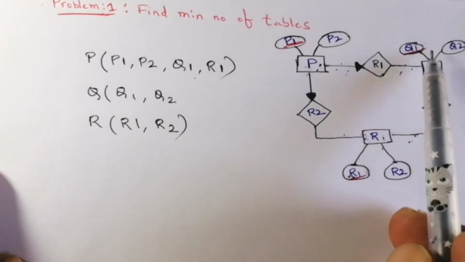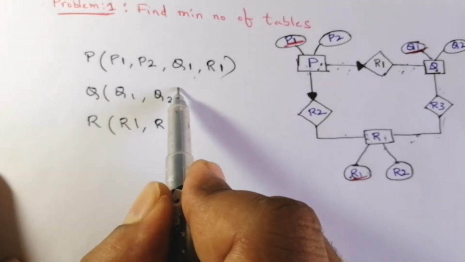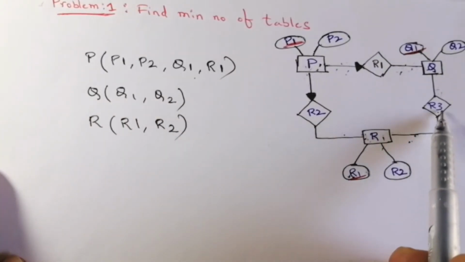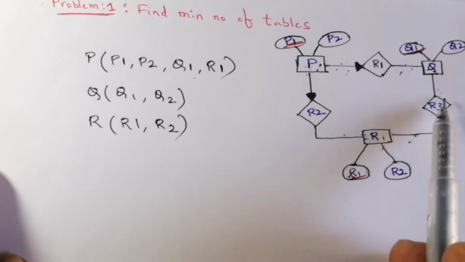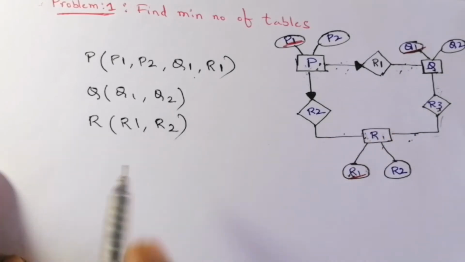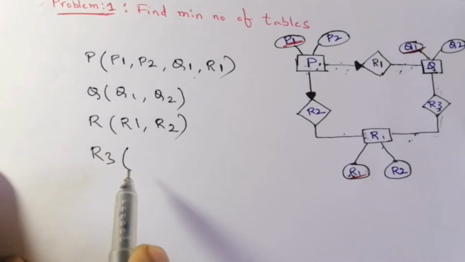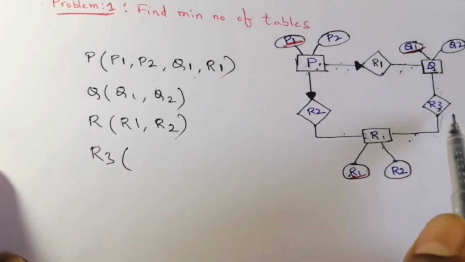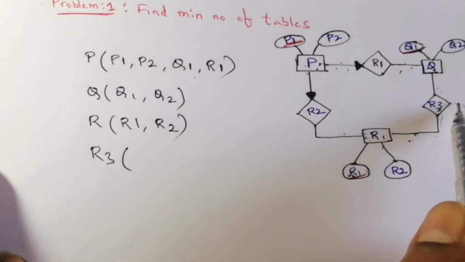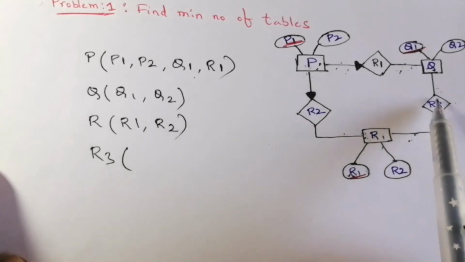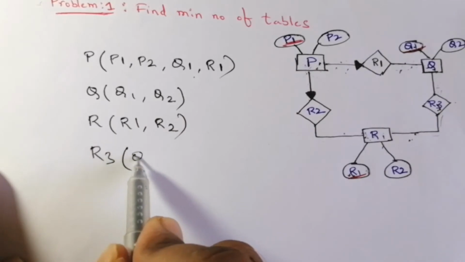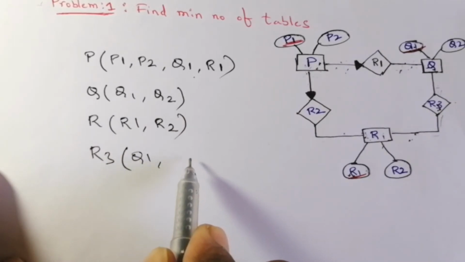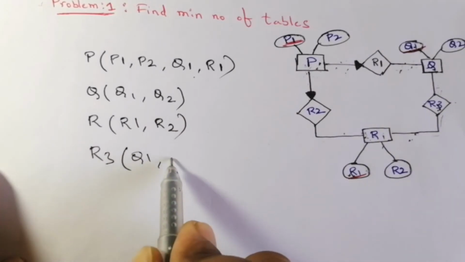Now Q is going to have the Q1, Q2, right? Now this relationship is also going to have a relation. So R3 is going to be a relation, and it is going to contain the descriptive attribute, but it doesn't have any descriptive attribute. So it is going to take the primary key of its associated entities. So it is going to take the Q1, comma, another primary key of an associated entity, R1.